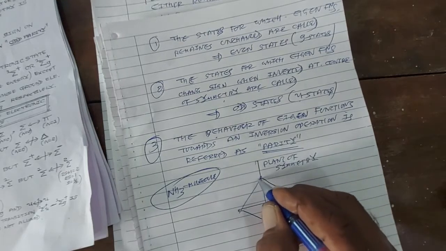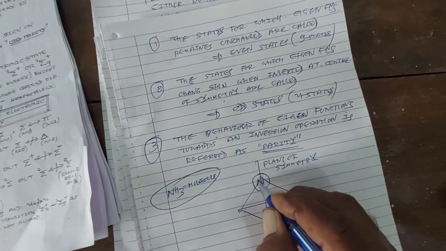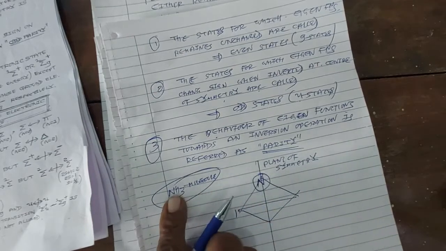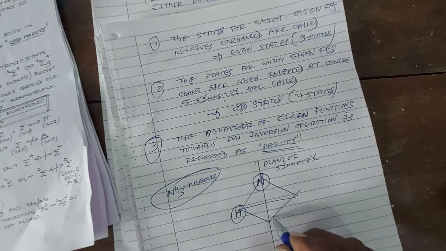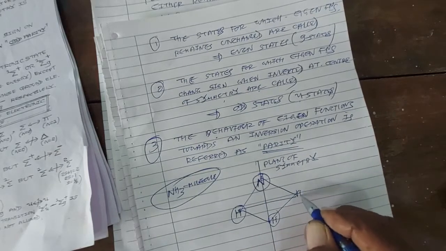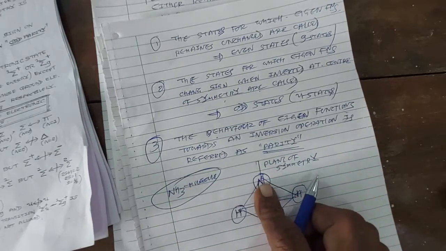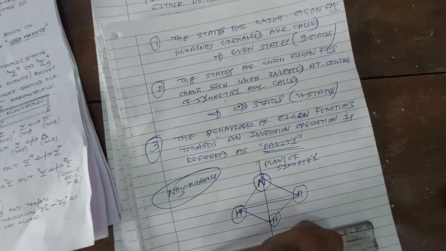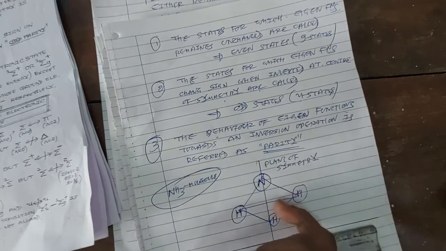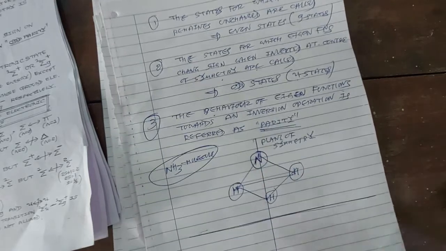Okay, this is my N atom. NH3 molecule has one N atom and 3 H atoms. So this is the N atom, this is the first H atom. So in the NH3 molecule we have one N atom and 3 H atoms. Okay, suppose I take the inversion of this, what will its inverted image look like?